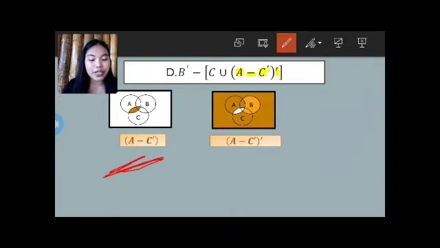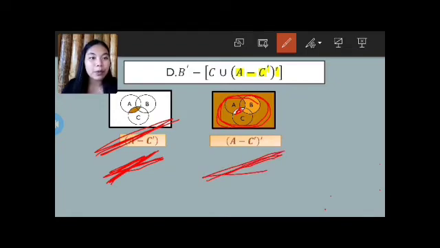Next thing we're gonna do is we're going to complement our A minus C prime. So in complementing, we have to shade everything. We're gonna shade everything except this one. So it looks like the opposite of here. So this is what our complement of A minus C prime looks like.